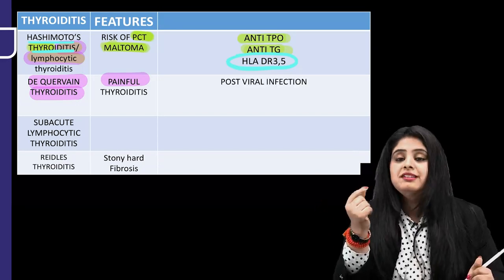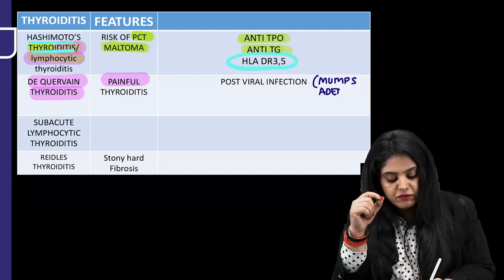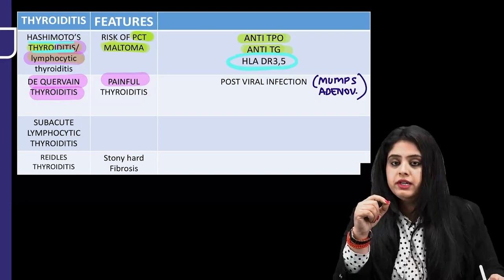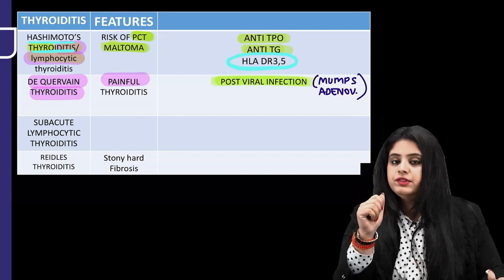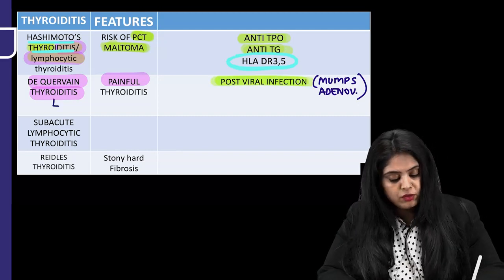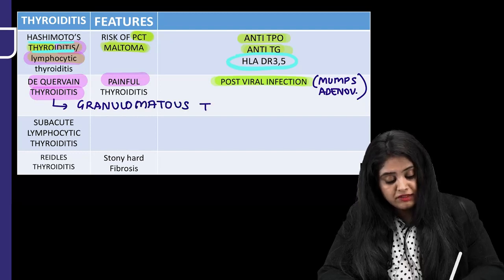So this is most commonly seen after a viral infection. So something like mumps or an adenovirus infection, some kind of a viral infection is going to be noted. So this is seen post viral infection. And next, how is it going to look under the microscope? So you need to know the other name. This is known as granulomatous thyroiditis. It is a granulomatous thyroiditis, means I see granuloma.